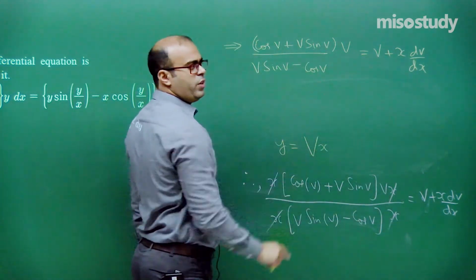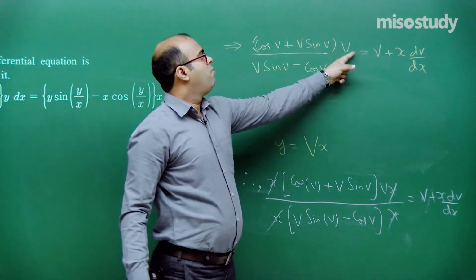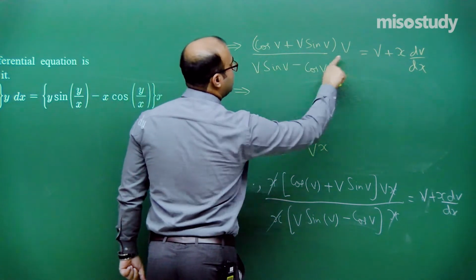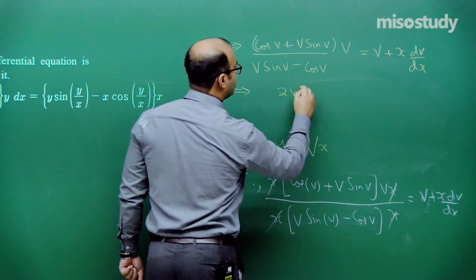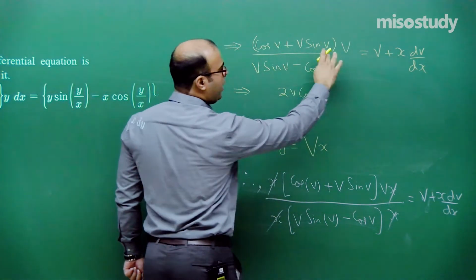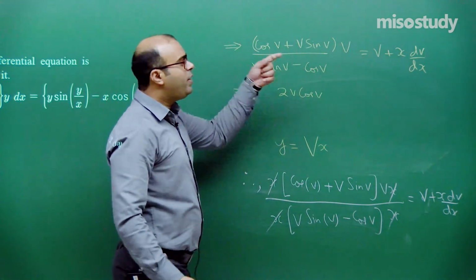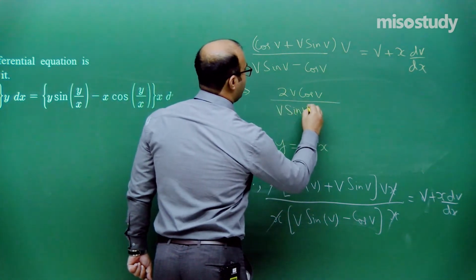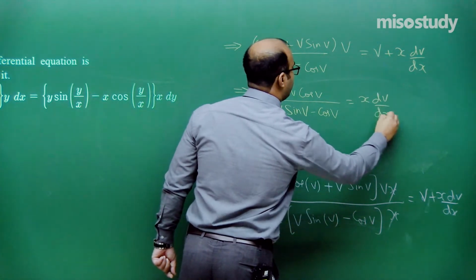Now let us take this v on the left hand side, and here it will become minus v. We will take LCM, and this will become cos v into v, and this will become plus cos v into v. So twice of cos v into v, 2v cos v, plus v square sin v, and when v comes here, this will after taking LCM become minus v square sin v. So both will cancel. So in the numerator this is what it will come, v sin v minus cos v is equal to x dv by dx.